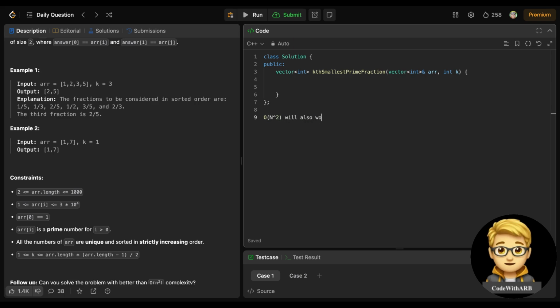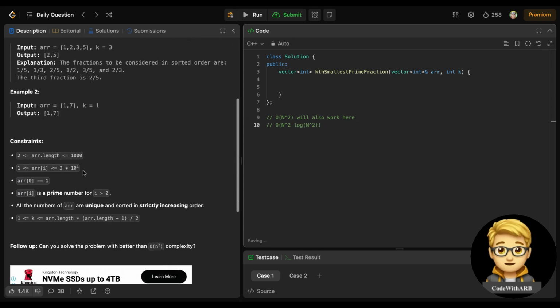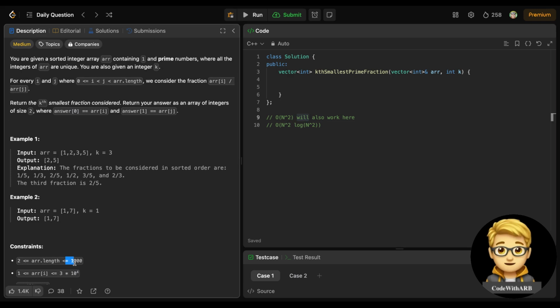So one thing is that O(n square) will work here. 10 to the power 3 means 10 to the power 6, and so O(n square log n) will also work here. So one thing is sure: by seeing the constraints, I can use the brute force approach here because the constraints are very small, right?